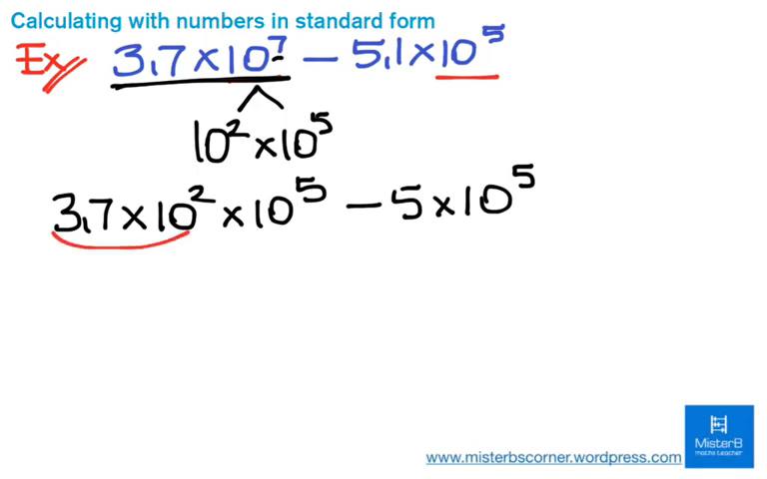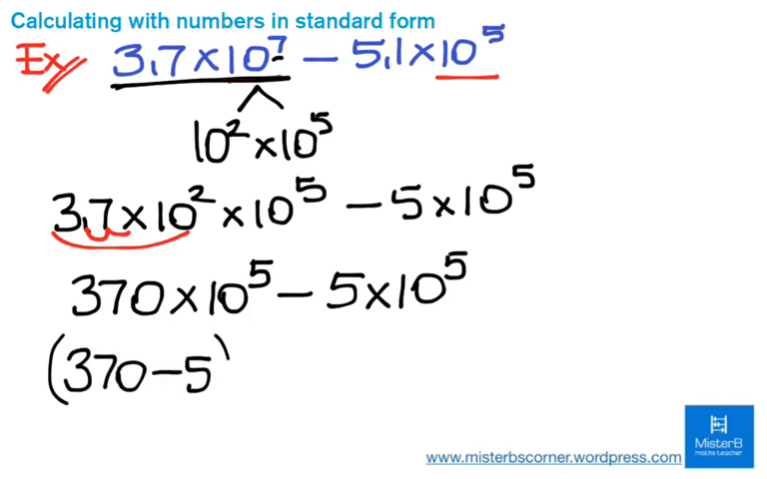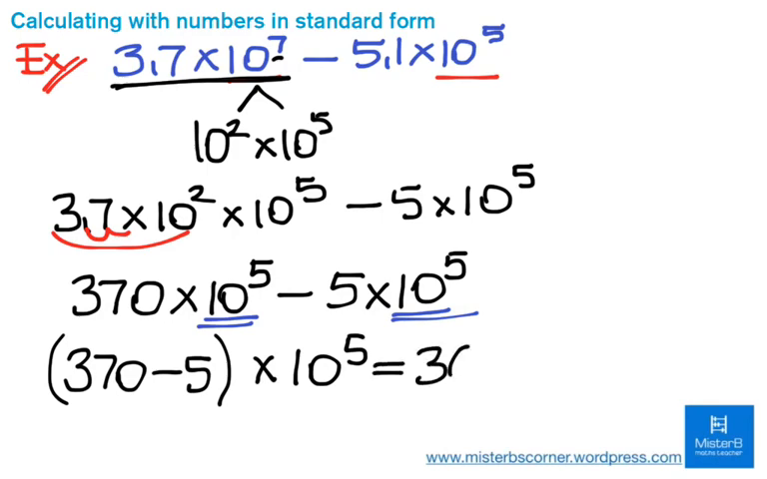If I multiply these two, I'm going to move the decimal point 2 digits, right? I will have 370 times 10 to the power of 5 minus 5 times 10 to the power of 5. So basically, it's going to be 370 minus 5 times 10 to the power of 5 if you take 10 to the power of 5 into common parentheses. And the result would be 365 times 10 to the power of 5.